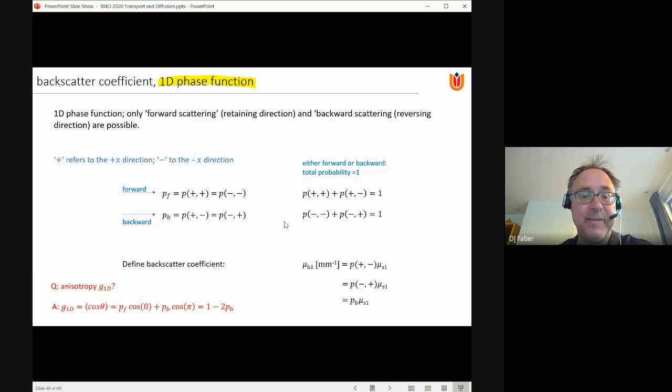So if we combine these, then we can write this combined with the fact that the sum has to be 1. We find that we can express this scattering anisotropy as 1 minus 2 times the probability of backscattering. In view of the time, I will leave it up to you to verify that this is correct. Or the other way around, we can express the backscatter probability as a function of this anisotropy value.